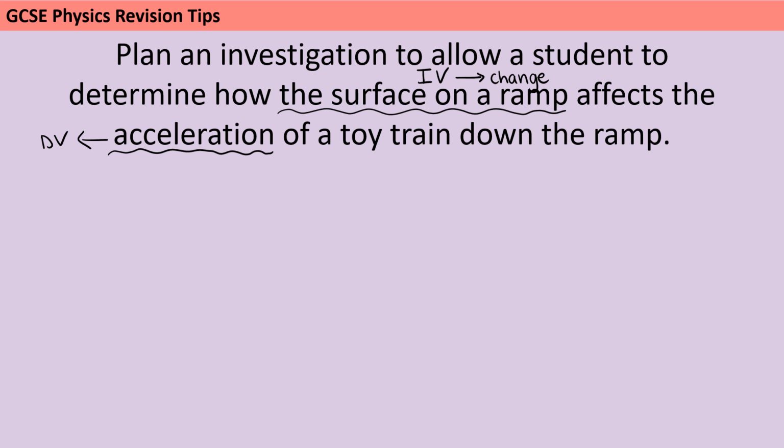So the dependent variable is the thing that I am measuring. And in this instance, it's quite hard to measure acceleration directly. So I'm going to need to measure speed and time as well. So I'm going to use some light gates.